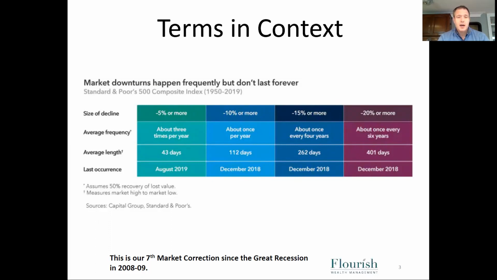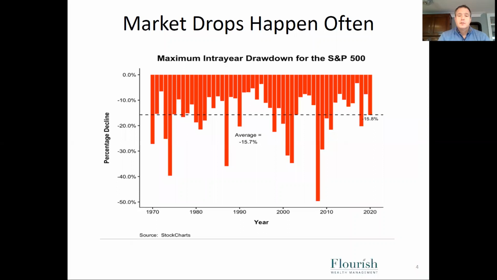Some would say we did not quite get into a bear market in 2018. Before that, it had really been 2008, 2009. But as you can see on the bottom, it's important to note that this has been our 7th market correction since the start of the Great Recession in 2008, in 2009. Market drops do happen quite frequently.